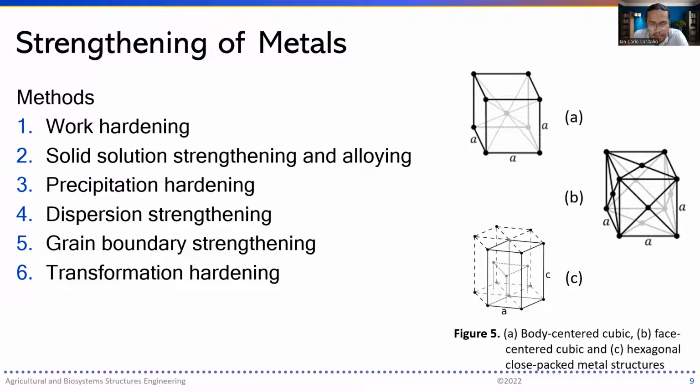Transformation hardening. Last is you have here, this is for martensitic strength steel. So this is done by rapid quenching. Same with precipitation hardening, it uses heat, but in transformation hardening, there is rapid quenching, rapid cooling of the metal as it cools down, right? So this changes all of, I mean, except number one, which is physical.